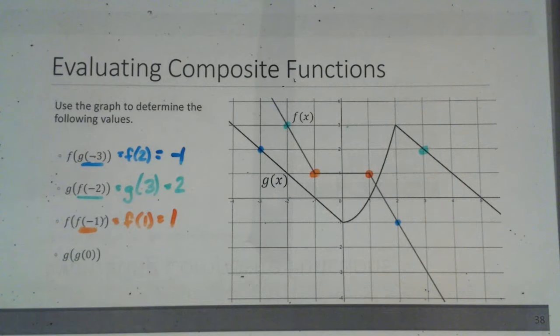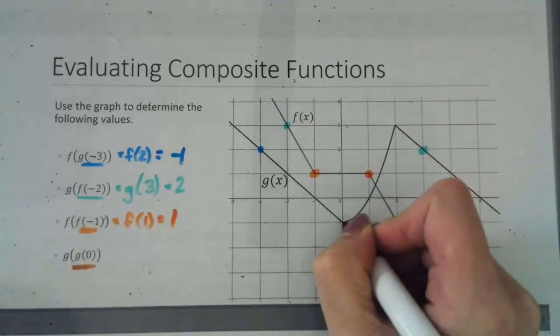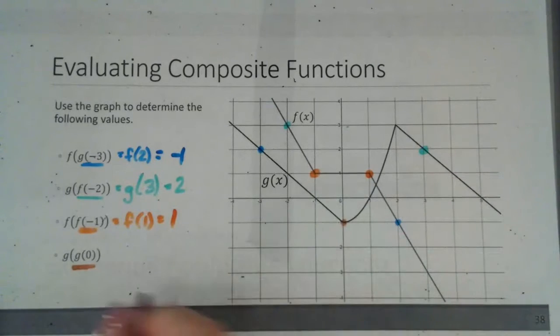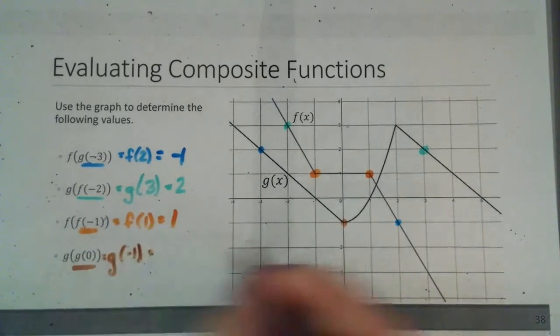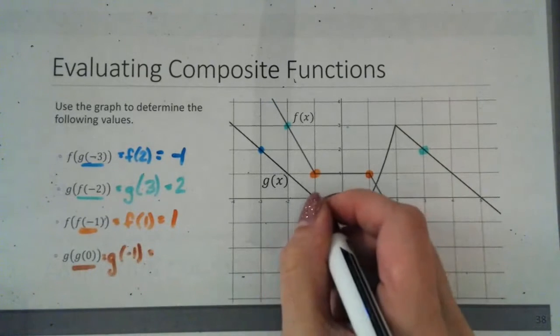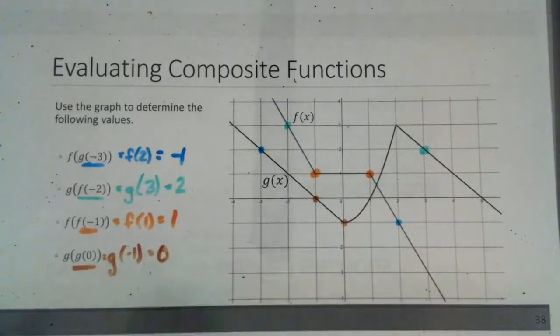Finally, I'm looking for g of g of 0. Starting on the inside, we're looking for g of 0. It's going to be down here. That's a function value of -1. So I want to find g of -1, and that's going to be right here, which has a value of 0. So again, really focusing on working from the inside out.